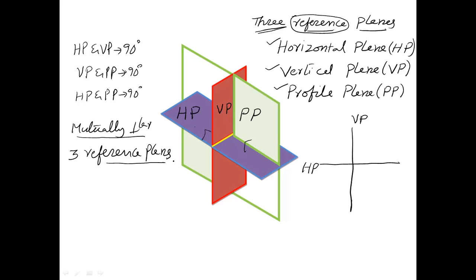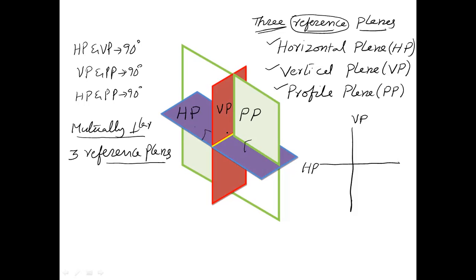So instead of drawing the complete plane, I will draw the horizontal plane as a horizontal line. I will draw the vertical plane as a vertical line. Profile plane, I will explain it later when we go through side view. We will rarely use that. If I want to represent the profile plane, then definitely we have to go through this diagram only.